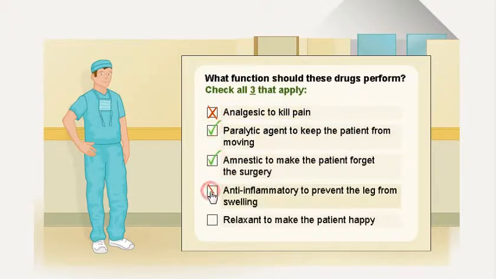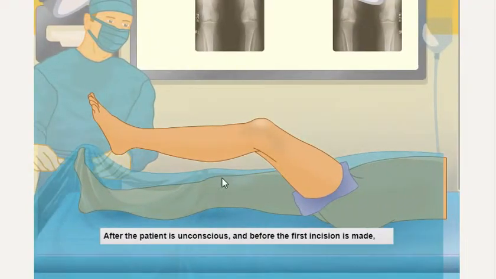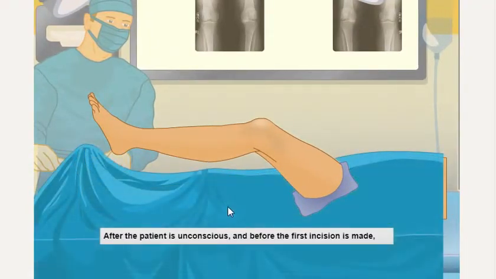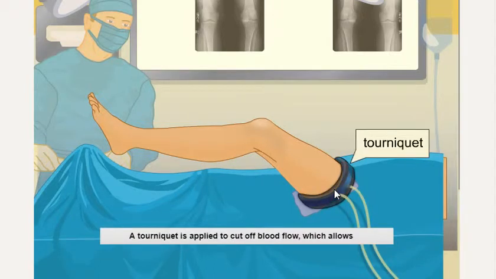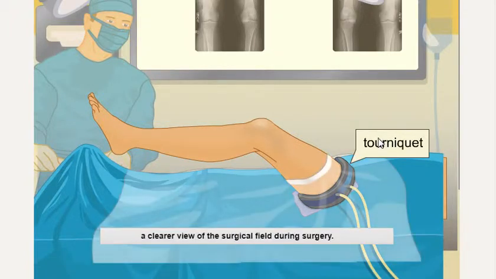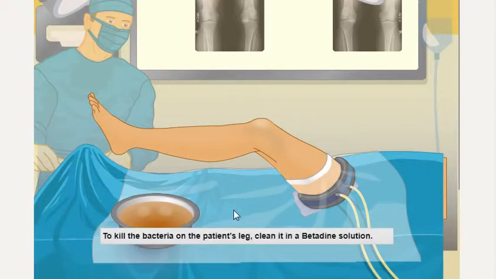Good work. Great. Fantastic. After the patient is unconscious, and before the first incision is made, we need to establish a sterile field around the surgical area. A series of sterile drapes isolates the surgical field from the rest of the patient's body. A tourniquet is applied to cut off blood flow, which allows a clearer view of the surgical field during surgery. To kill the bacteria on the patient's leg, clean it in a betadine solution. This scrubbing process will limit the chance of bacterial infection.